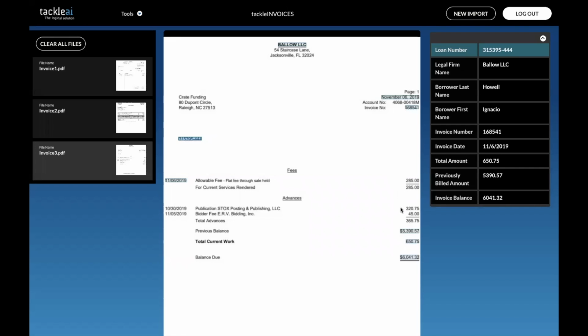Tackle AI was able to run high-level calculations and understand all of the math being done on this invoice and come up with that correct answer. So in this case, using Tackle AI would have saved this client time, energy, and ultimately money paid to its vendors by using artificial intelligence and not a human to do the workflow.